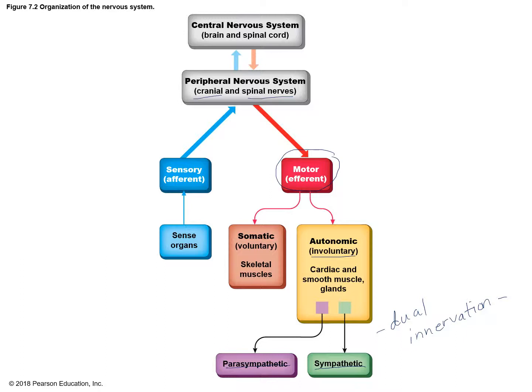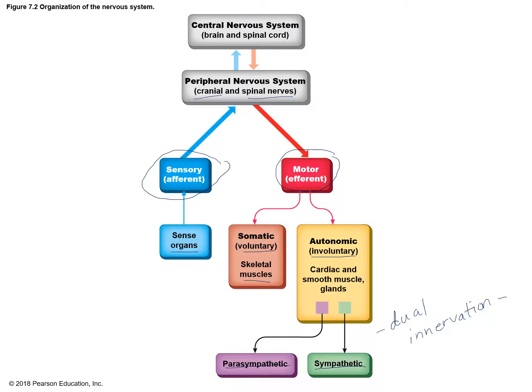Okay, so that's the autonomic or involuntary division. And then the somatic division is voluntary, and that's going to be our skeletal muscles. So that is all having to do with motor output. The sensory or afferent division is just how we gather information. So those are going to be our sense organs.